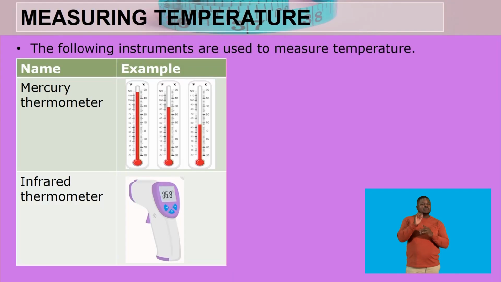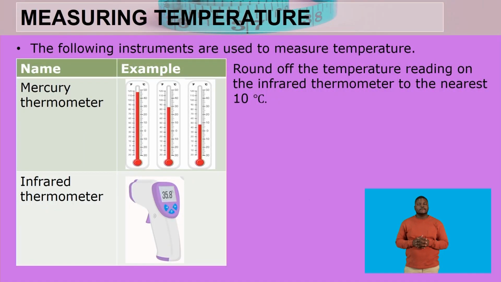Then the next one, we've got the mercury thermometer. It's normally used in labs when they've boiled something and want to check the boiling point of something. Then we've got the infrared thermometer. This is the type that we remember from COVID-19, whereby they would scan your temperature and check at what degrees Celsius your temperature is.